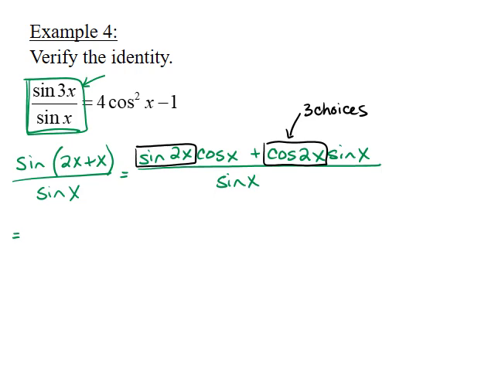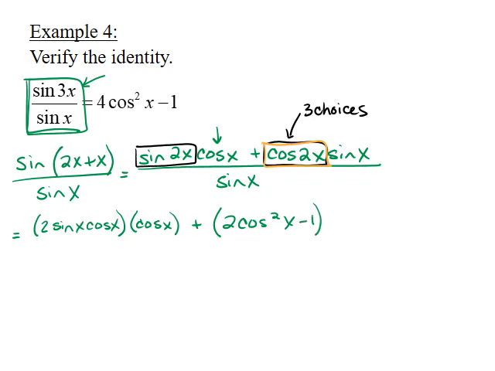So applying the double angle for sine of 2x, I end up with 2 sine of x cosine of x times this cosine of x plus. Now over here I need to come up with some choice for the cosine of 2x. Just play around and see what you get. I chose 2 cosine squared of x minus 1 times this sine of x here. Everything is over sine of x.